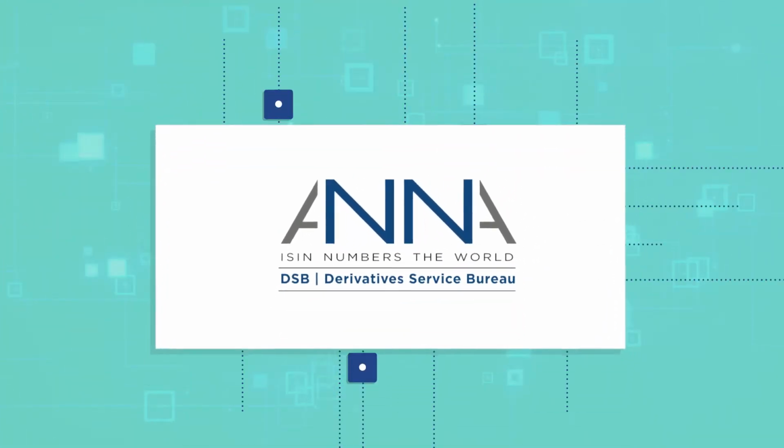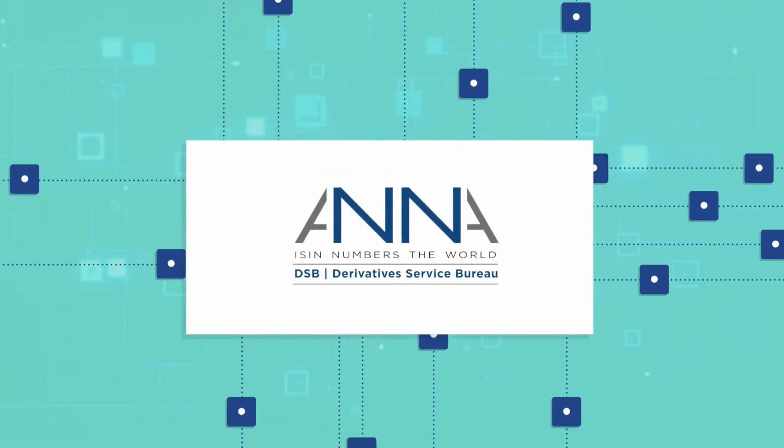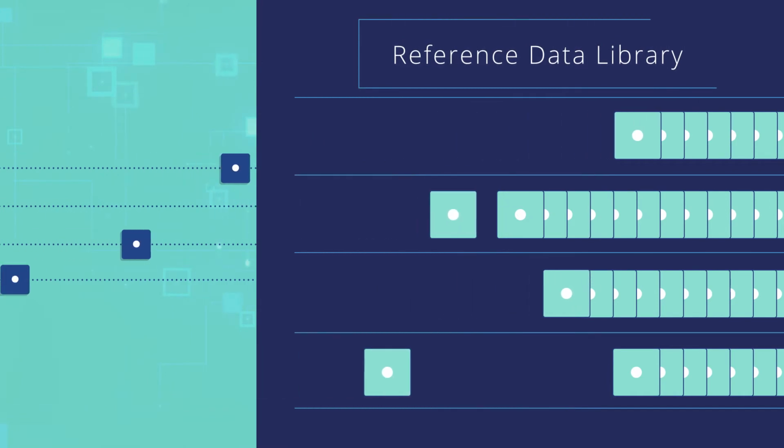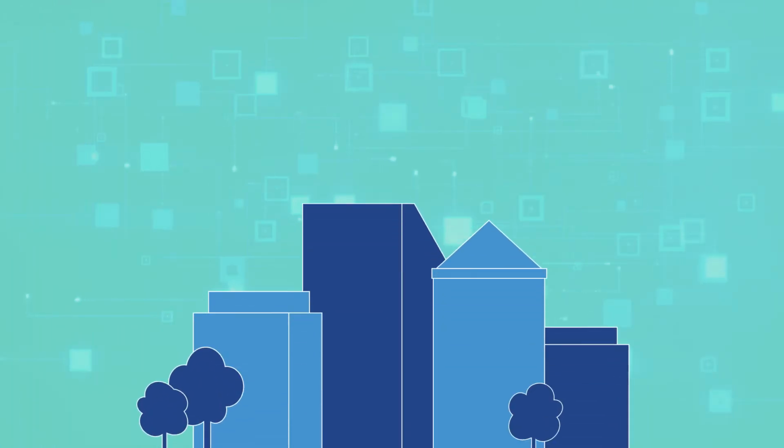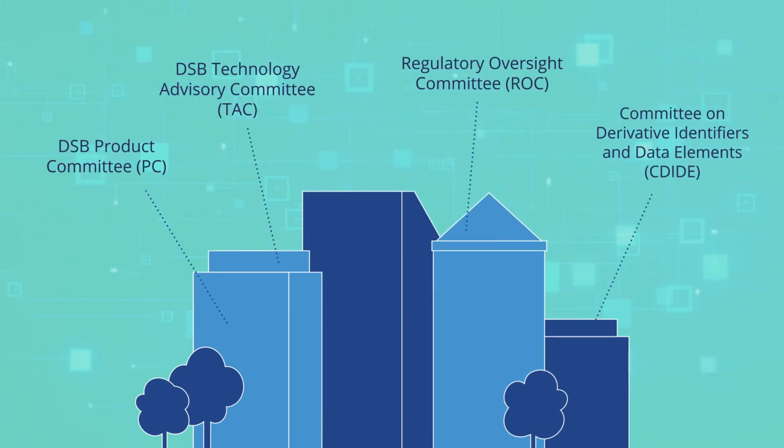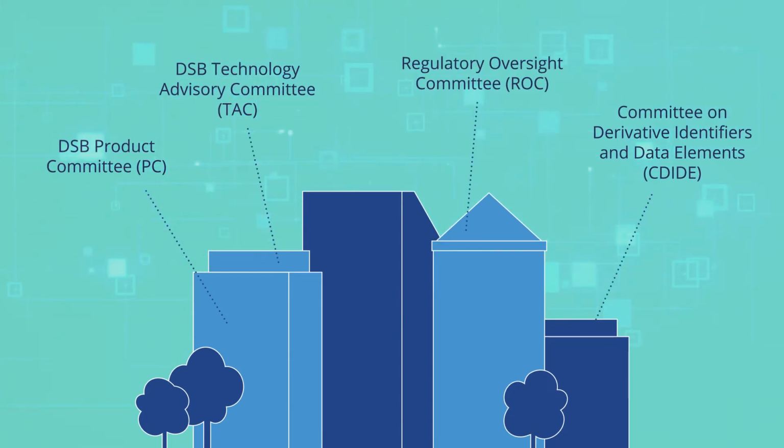The Derivative Service Bureau will issue UPI codes and maintain a reference data library that stores the data associated with each code. Market practitioners and regulators shape the DSB's product definitions and workflows.